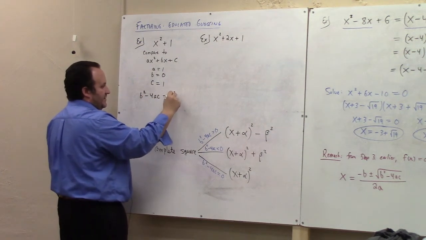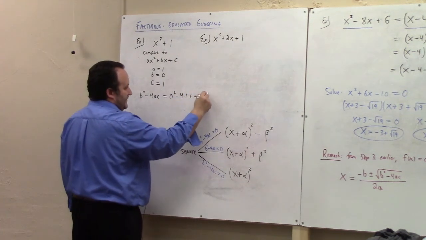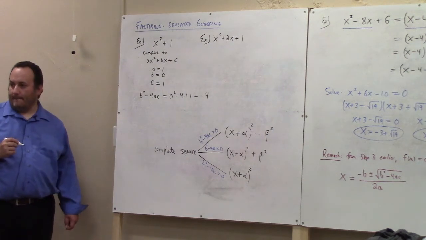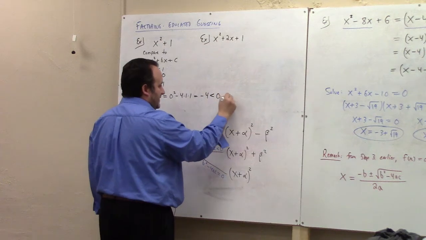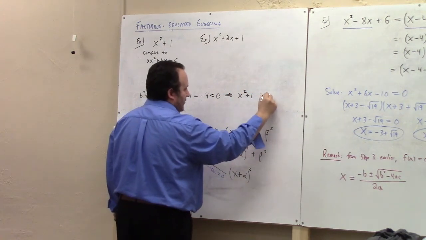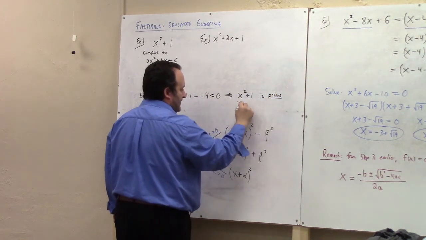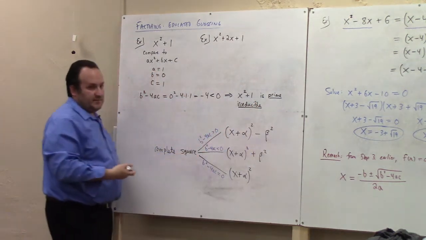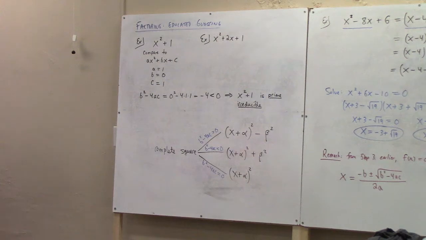0 squared minus 4 times 1 times 1. It's equal to minus 4. So this is less than 0. This says that x squared plus 1 is prime. Or you could say it's irreducible. I like the word irreducible. It gets across the idea that you cannot reduce it. You cannot factor x squared plus 1 over the real numbers.